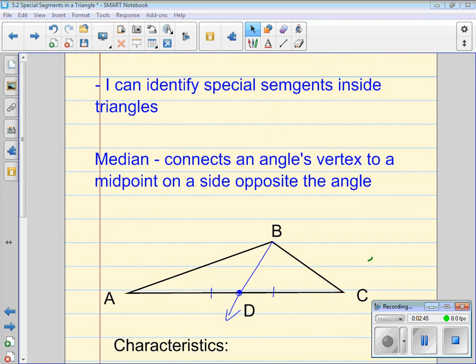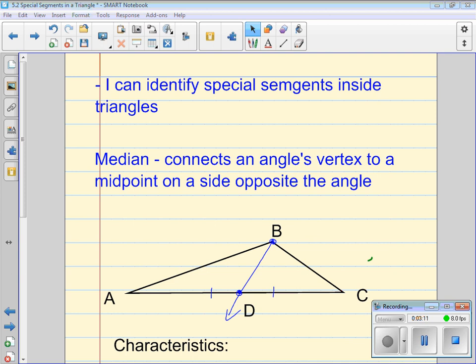Next up, a median. A median connects an angle's vertex, in this case vertex B, right, that's the angle, the vertex, to a midpoint on a side opposite the angle. So D is the midpoint. We find that D is a point that bisects the segment AC into 2 congruent smaller parts. In this case, AD and DC. Okay, great. So that's called a median.